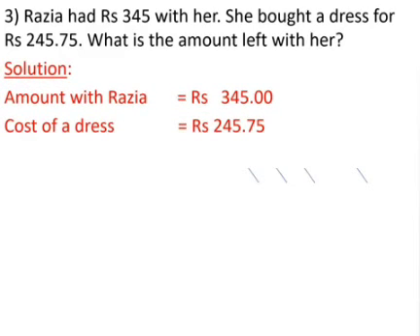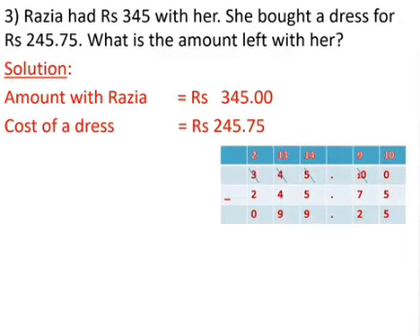So amount with Razia is rupees 345. Cost of a dress is rupees 245.75, that is 75 paise. What is the amount left with her? So it's very easy to find out whether it is addition or subtraction. Whenever they give left, the amount left with her, it is subtraction. So let us subtract. First we need to arrange the numbers.